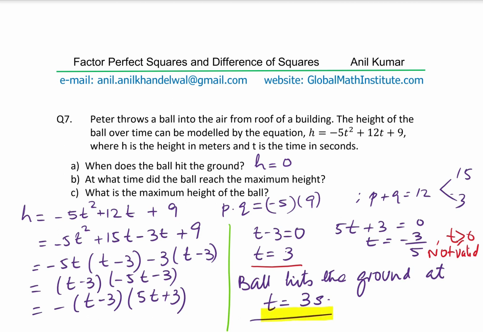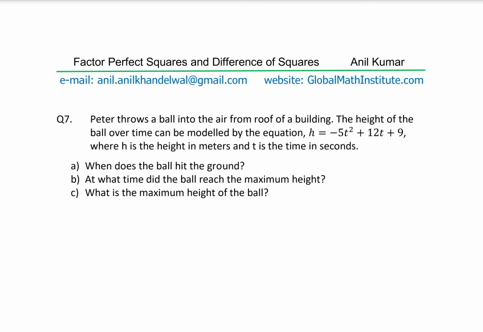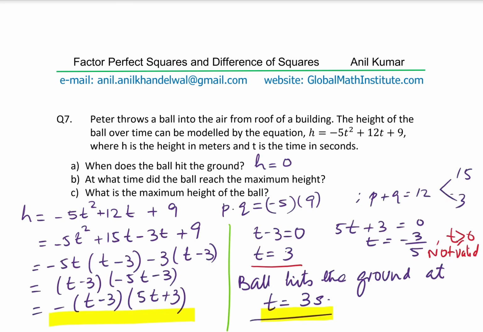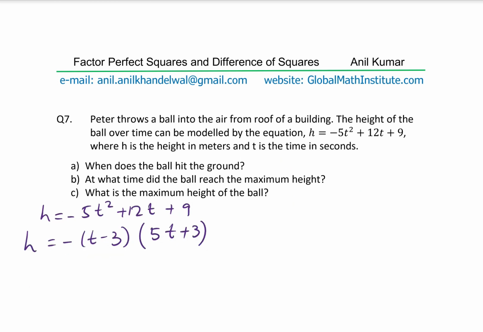Now, for parts B and C, there is less space here, so we'll move on to the next page. I'll write down the factored form on the next page, and then from there we'll begin. Okay, so let's move on to the next page. Same question. We have h equals minus 5t squared plus 12t plus 9, which we just factored as t minus 3 times 5t plus 3, correct? That is what we got.